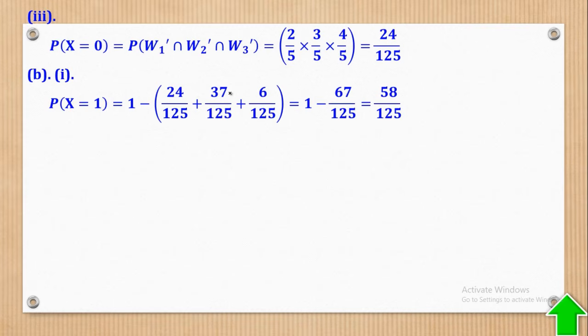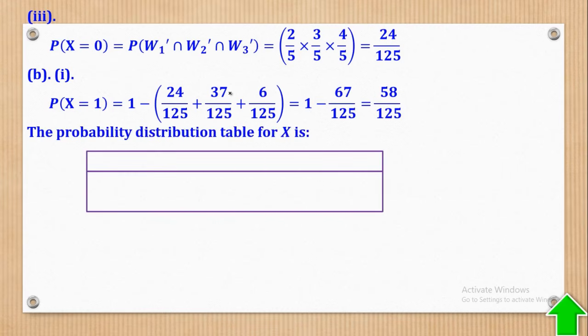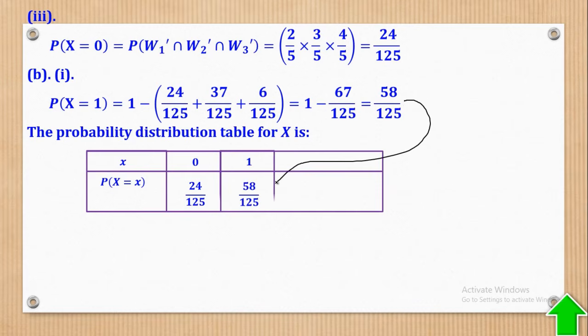Now that I have probability of x equal to 0, x equal to 1, x equal to 2, and x equal to 3, I can come and draw my probability distribution table. So x, probability of x. The first one is x equal to 0, the probability is 24 over 125. The second one is x equal to 1, and the probability is 58 over 125. Then the previous slide we saw the probability of x equal to 2, and it was 37 over 125. We also saw the probability of x equal to 3, and it was 6 over 125. So basically that is the probability distribution table they wanted.